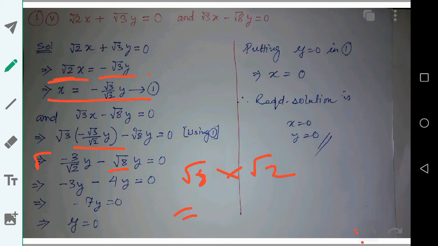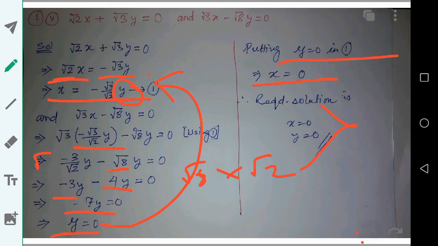0 into anything is 0, so it remains 0. So minus 3y minus 4y, minus 7y equal to 0, so y must be equal to 0. Now use this value of y in equation number 1. If we put y equal to 0, then x will also be equal to 0. So this is the required solution: x is equal to 0, y is equal to 0.